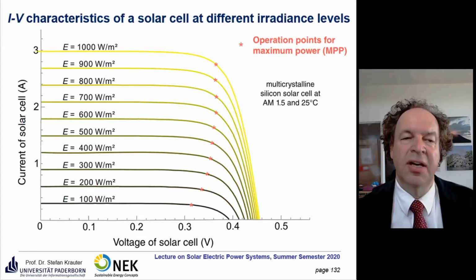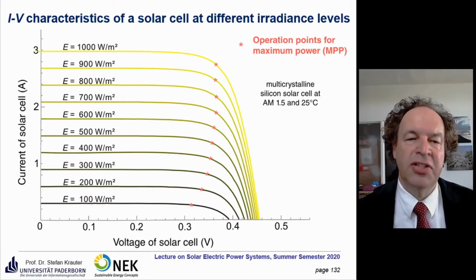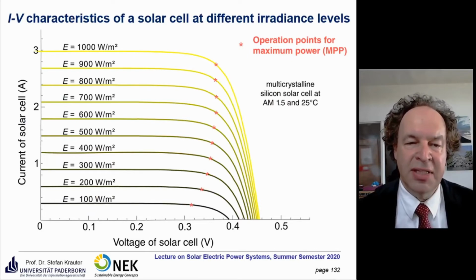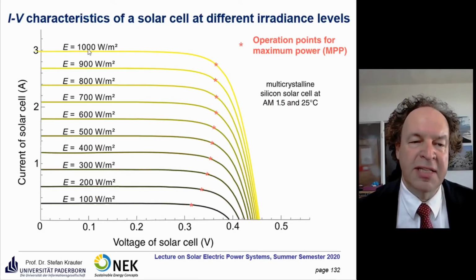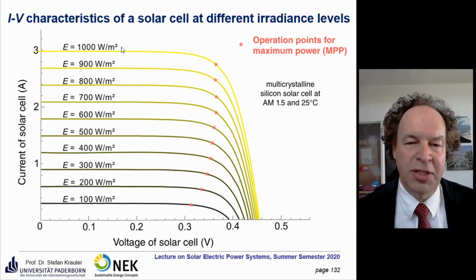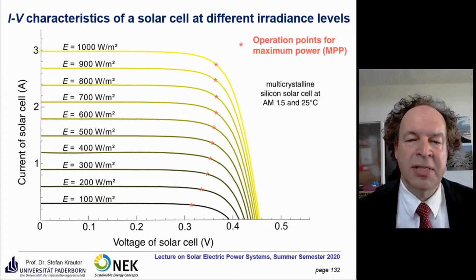Here we have the current voltage characteristics of a solar cell at different irradiance levels. The top curve is at standard test conditions, so we have an irradiance level of 1000 watt per square meter. And you see here with the red star, that represents the operation point to extract the maximum power of that solar cell under those conditions.